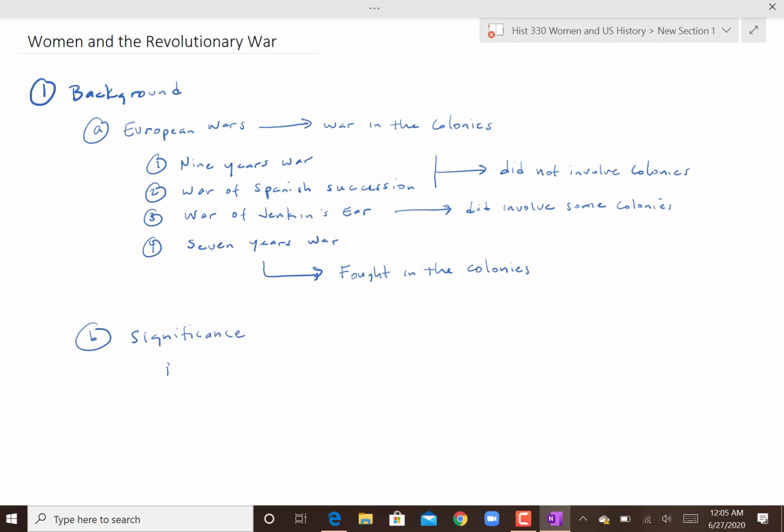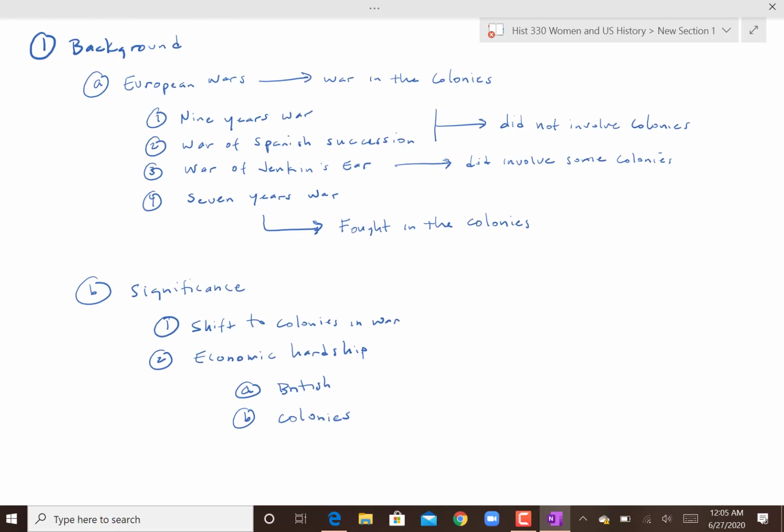All right. So one, the shift to colonies in war. The second is going to be the economic hardship. Now, there's two parts to this. First, with the British specifically and how they experienced the hardship, and then second is how it's experienced in the colonies. So you have the importance of the colonies in war, and then you have an economic hardship component.